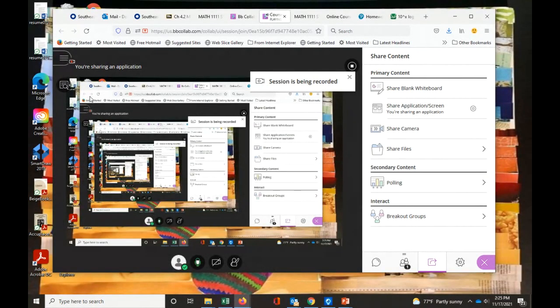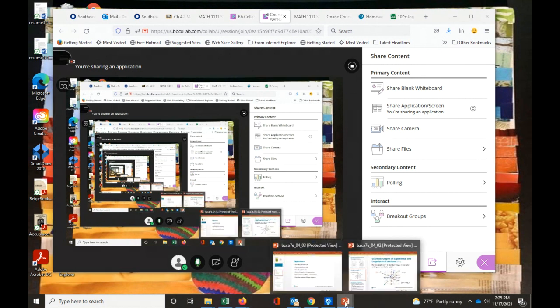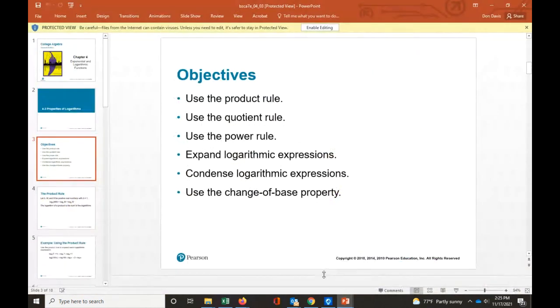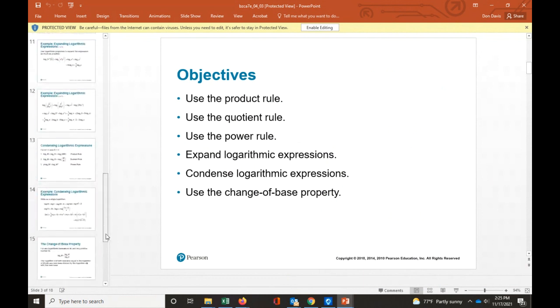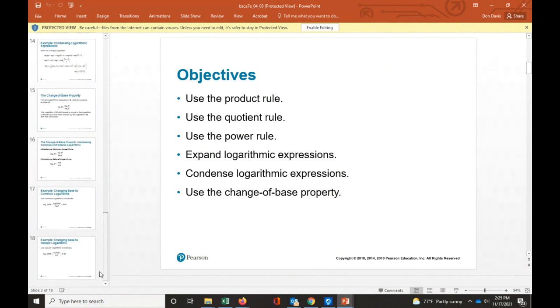This video is also something out of Chapter 4, Section 3, and I'm going to use it to do a brief discussion of the change of base property, or the change of base formula as it's sometimes called. And so I just jumped over to the PowerPoint slides.